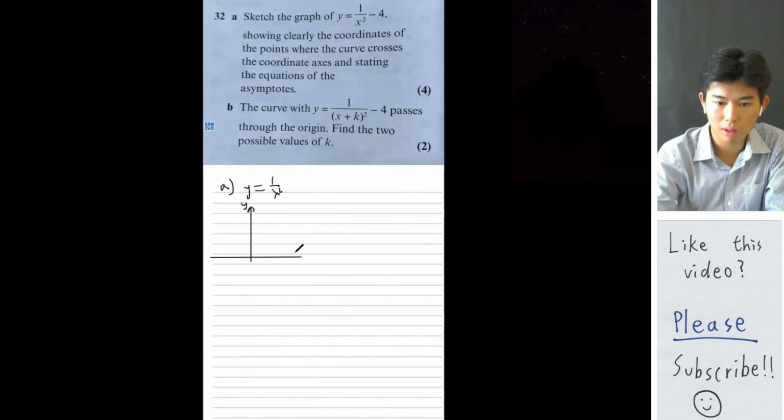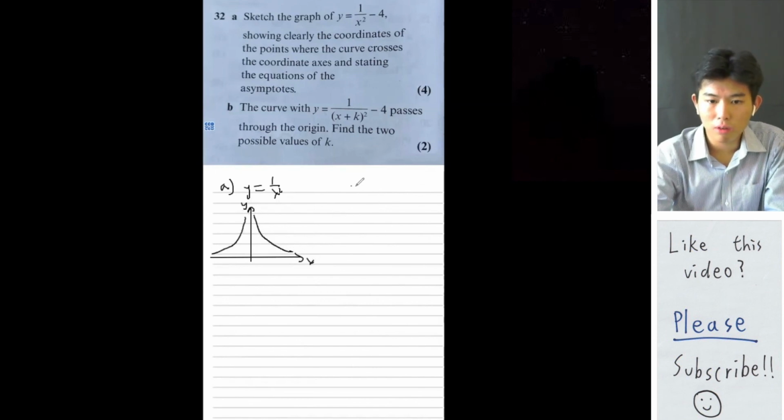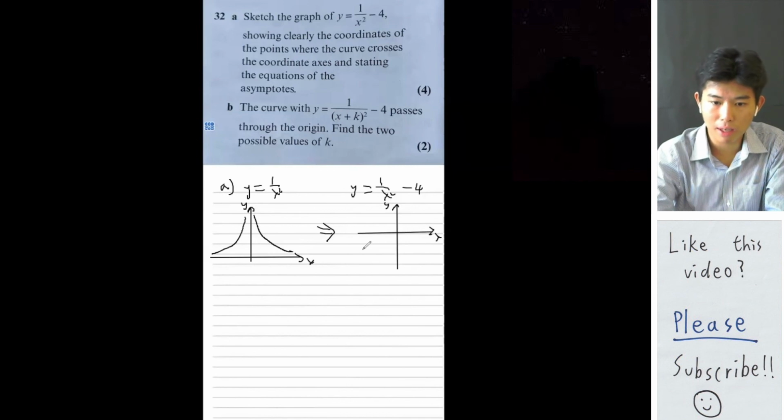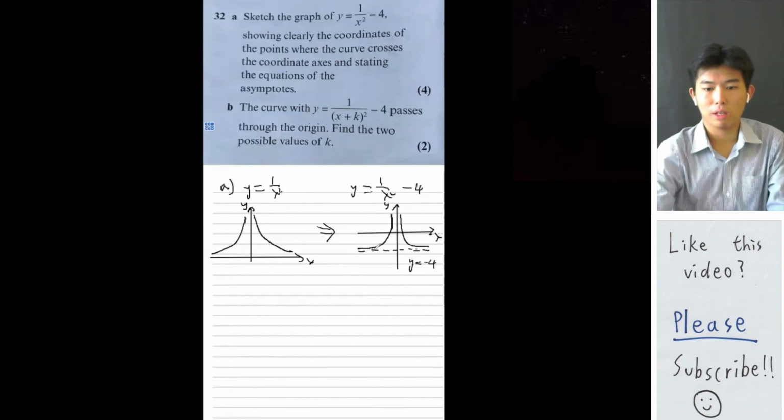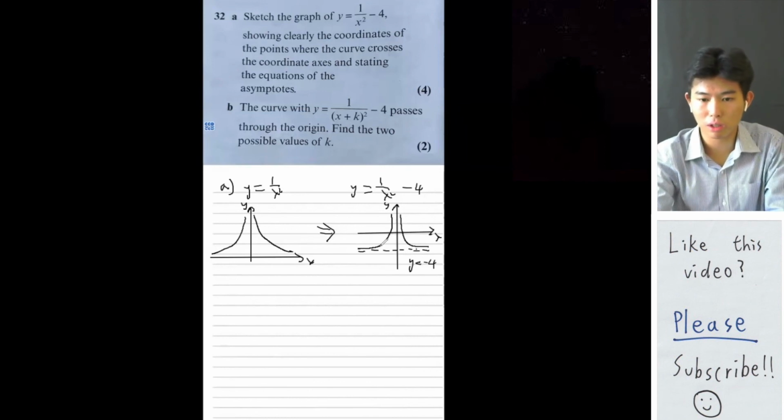This one is y and this one is x. So this one here would be 1 over x squared. Now, y equals 1 over x squared minus 4. From there, we will have to move the whole thing 4 units downwards. So it would look something like this. Y and x. So the asymptote would be y equals minus 4. Okay, so the curve should look something like this. Yep, and the curve here is not touching the asymptote.